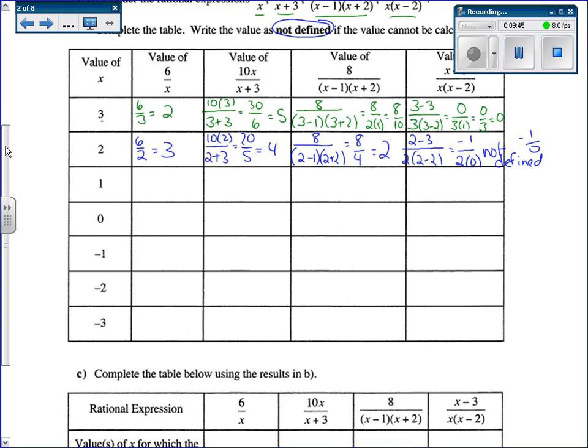Okay, carrying on. 6 over 1 is just 6. 10 times 6 divided by 6 plus 3. Sorry, 1. Where did I get the 6 from? I guess I'm using the answer from the last one. 10 times 1 divided by 1 plus 3 is 10 over 4, or 5 over 2. 8 divided by 1 minus 1 times 1 plus 2 is 8 over 0 times 3, which is 8 over 0. So this is not defined.